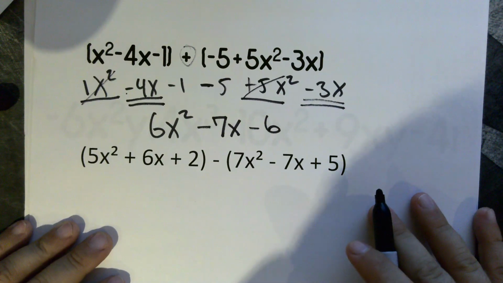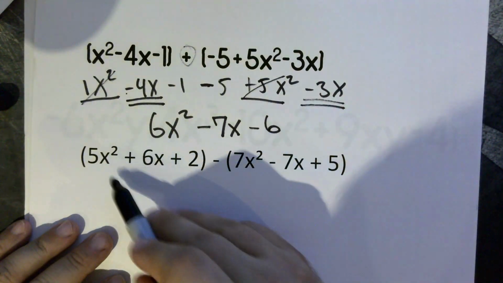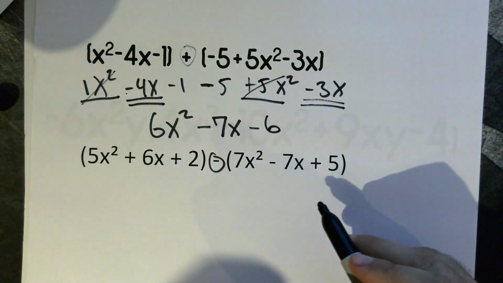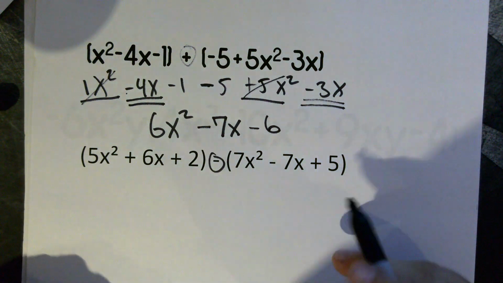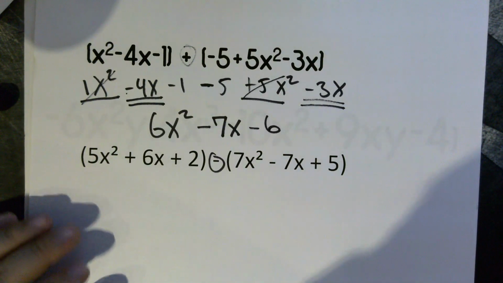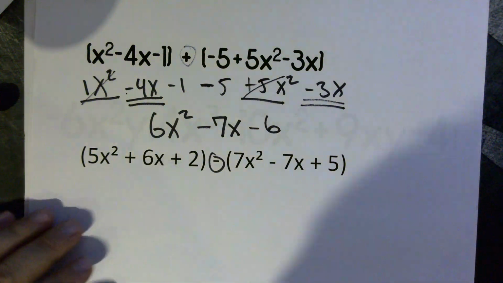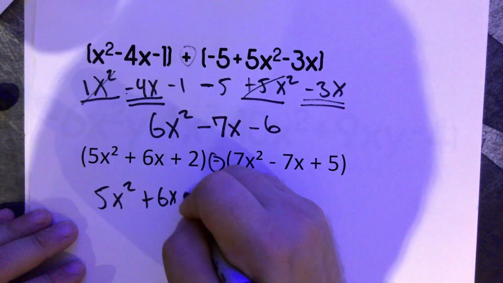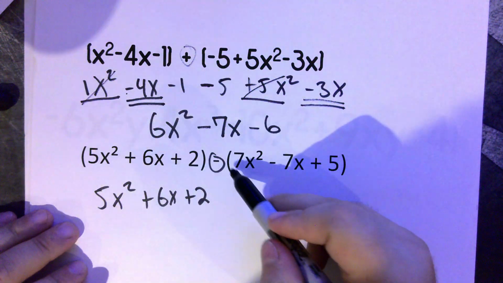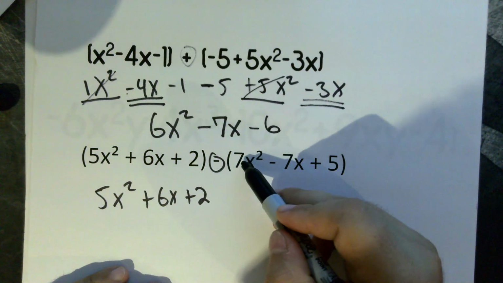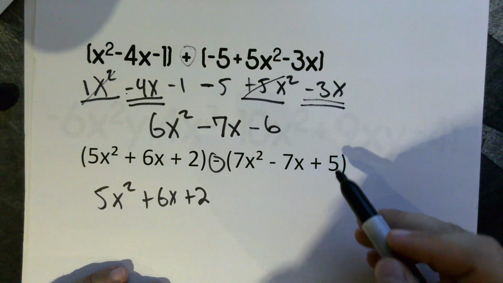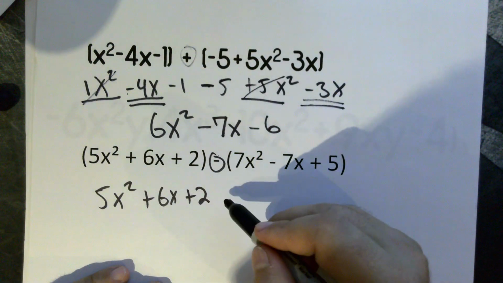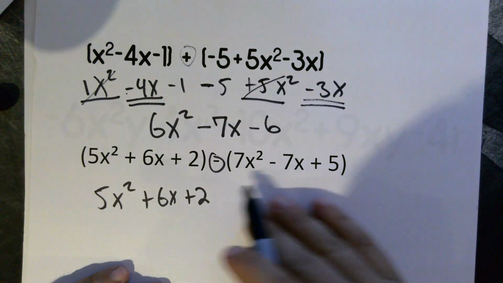Underneath, it's a little bit different. Here we've got a quadratic trinomial, and we're subtracting another quadratic trinomial. So this is just like when you would normally subtract something. You want to keep the original just like it is. We've got 5x squared plus 6x plus 2. But this minus goes into all 3 terms that are inside this parentheses.